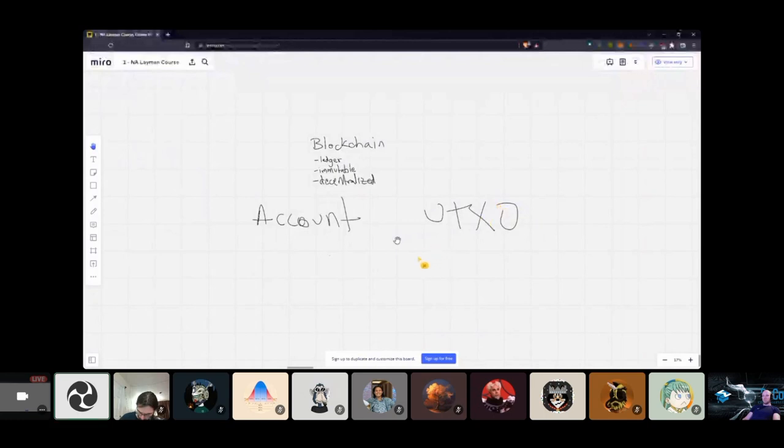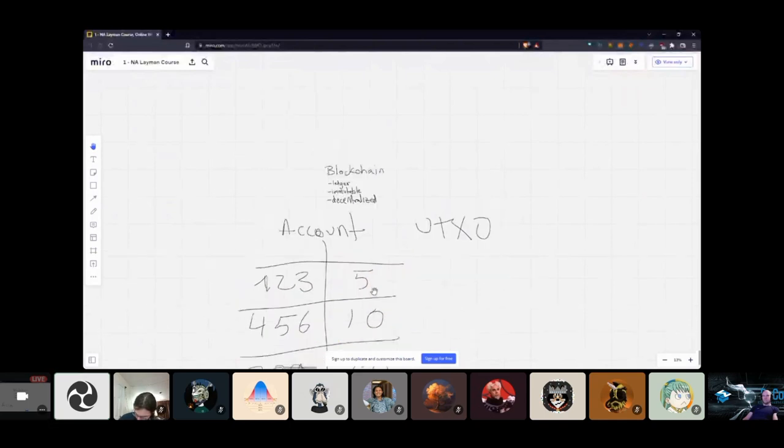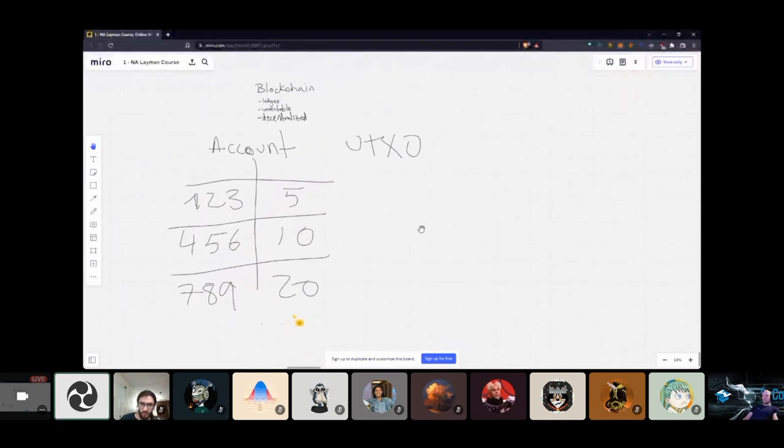In the account model, we have accounts like you may have in a traditional banking system. So you have something like a table of addresses, and we're just going to keep it simple: 1, 2, 3, and the balance is 5. Account 4, 5, 6 has a balance of 10, 7, 8, 9 has a balance of 20, and so on and so forth. So that's one way to keep track of, in this case, financial information. But there's also another way.